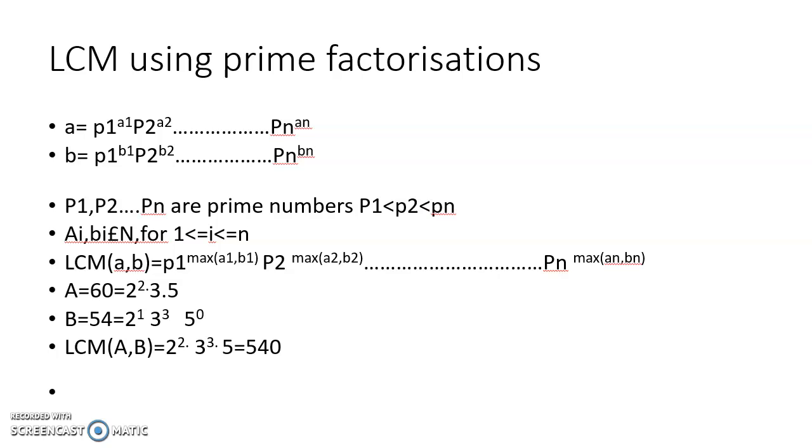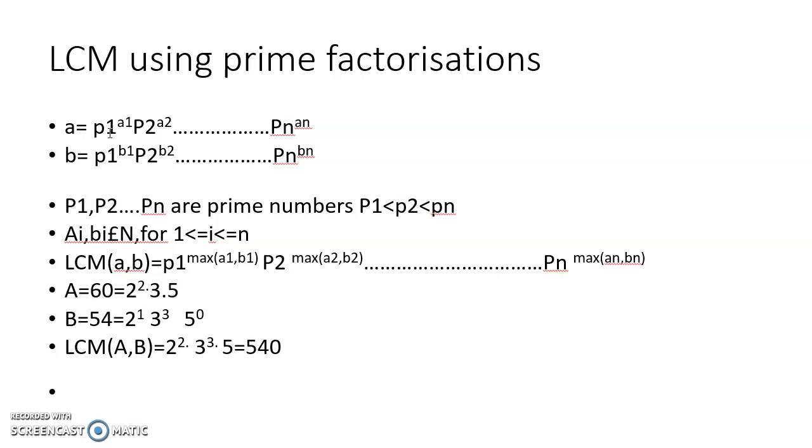I already told you any positive integer we can write as the product of some prime numbers. Here the number A is written like this: P1 is a prime number, raised to A1, into P2 raised to A2, P3 raised to A3, up to Pn raised to An.